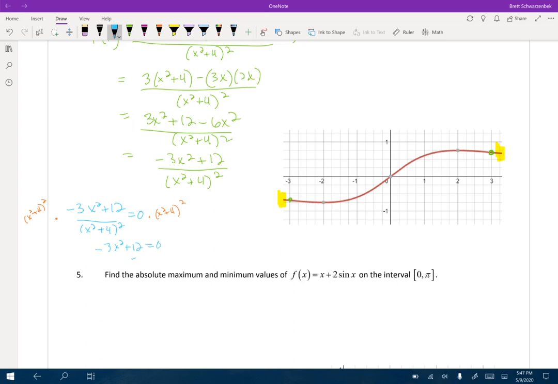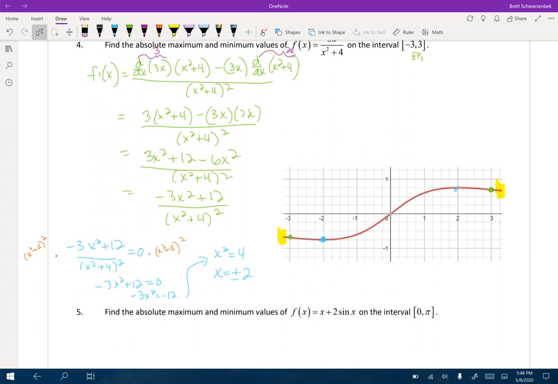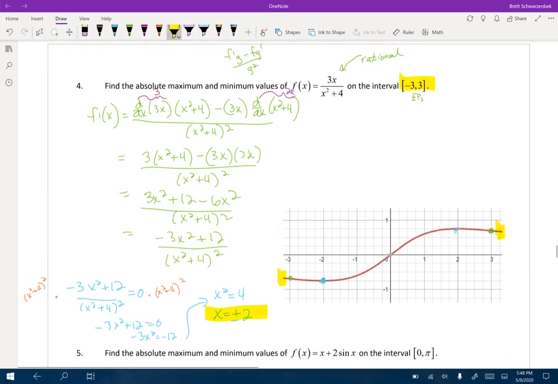I get negative 3x squared is equal to negative 12. I get x squared is equal to 4, and x is equal to, be careful, positive and negative 2. So what's the biggest mistake there? Putting just the positive 2, and look at what you would actually miss out on over here. If you just do the positive 2, you'd miss an entire local minimum going on there, which we'll talk about later, but in terms of absolute, it's also going to be an absolute minimum. So what does that mean? We now have our possible absolute extreme values at our critical values and our endpoints.